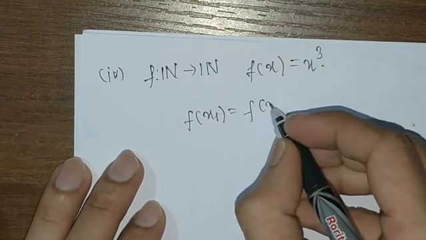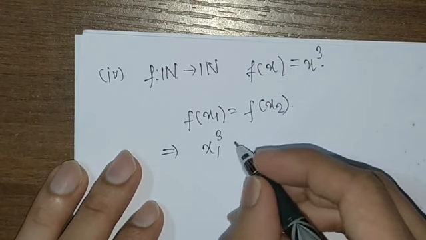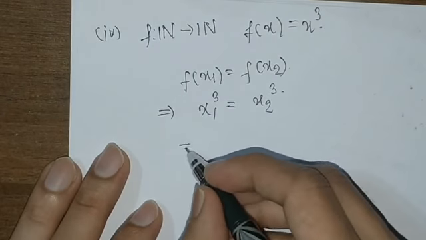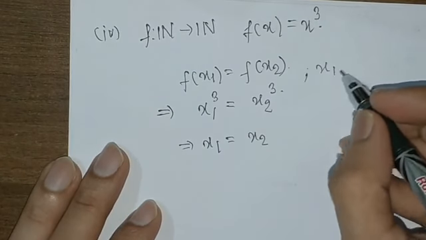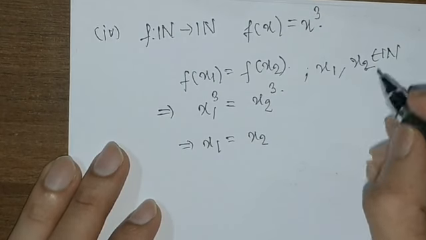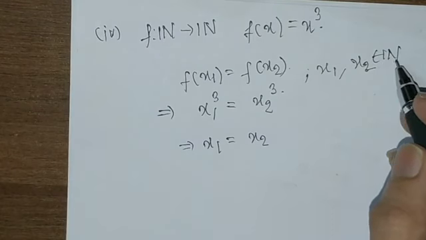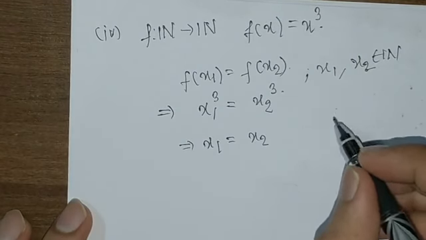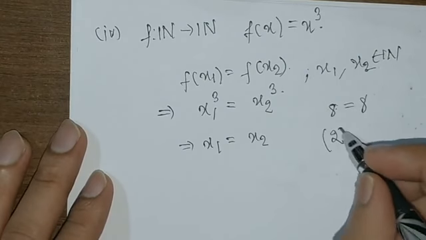f(x1) is equal to f(x2). This will imply what? x1 cube is equal to x2 cube, right? So that means what? x1 is equal to x2. Why? Because we are working with, first of all, the natural numbers, x1, x2 belonging to the natural numbers. So you can see that if the cubes are equal, the numbers should be equal, right?